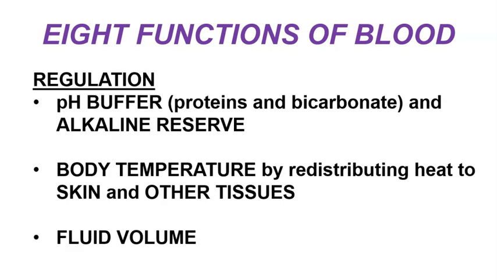Blood also has regulation functions, and one of the things that it regulates is its pH, as well as things like body temperature and fluid volume. So in the function of pH, it acts as a pH buffer to prevent large fluctuations in body pH. Proteins as well as bicarbonate ions accomplish this function.